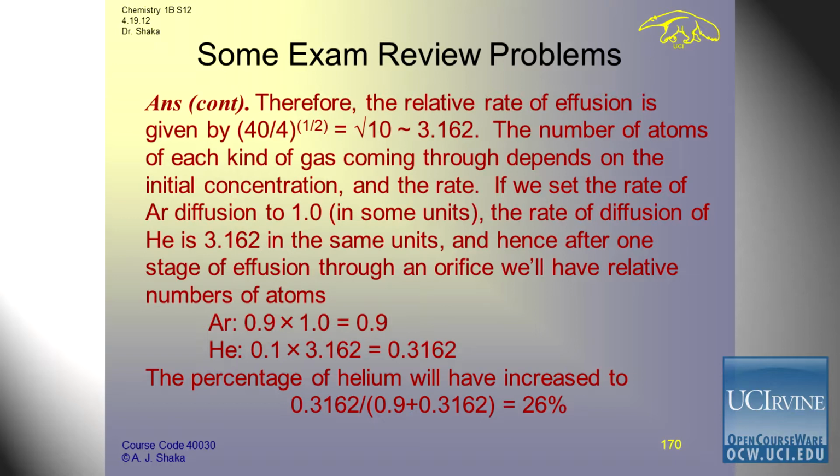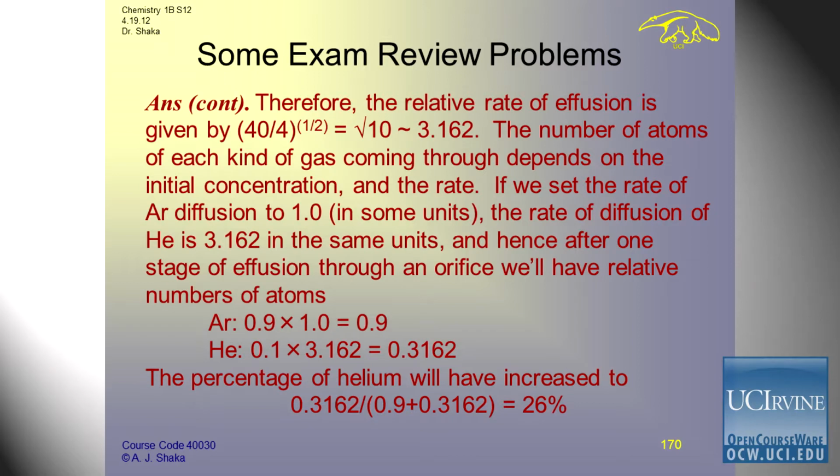The ratio is 3.162. That's where we're saying helium will go through that hole 3.162 times as fast as whatever argon does. We haven't insinuated any kind of rate or a time. We're not saying how long this happens for. We're saying that for 1 moment, the rate is going to be 3.162 times the rate of argon.